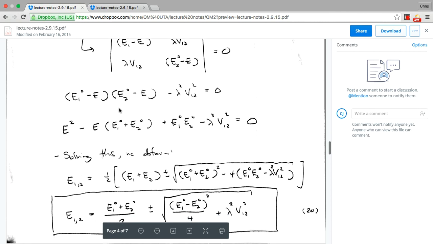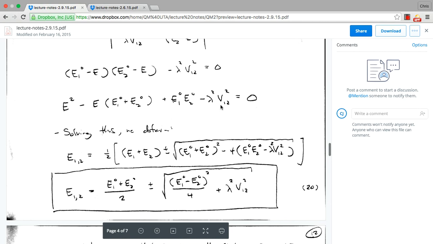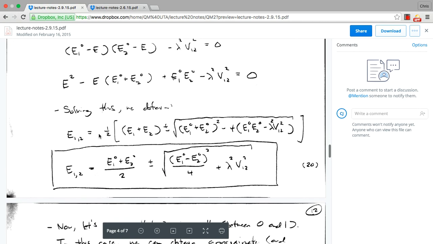And going through some algebra here, we get something that looks like this. So we have to use a quadratic formula. So I get two energy eigenvalues that look like this, okay? And I can pretty it up a little bit, and I end up with a solution that looks like this. So I get basically the average of E1 and E2 plus or minus this stuff under the square root.